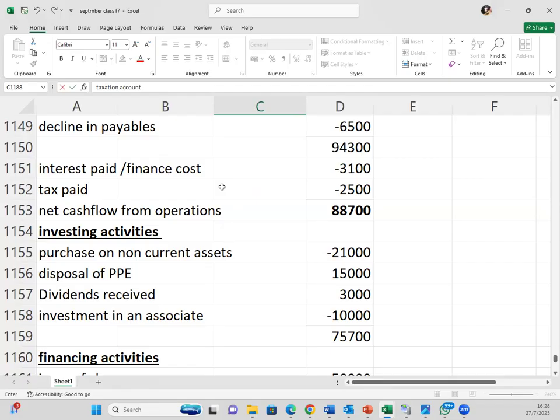Then let's move on. We have dividends received. Dividend received can differ. Depending on the policy of the company, some can put it under operating activity, but other policies can put it under investing activity.